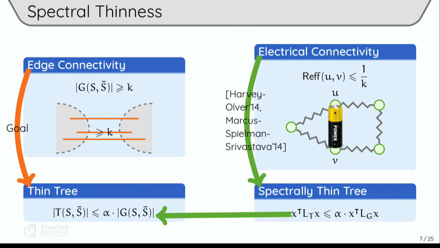Now, you can always jump from the stronger statement to the weaker statement. If you prove that a graph has spectrally thin trees, then you can also prove that it has thin trees. But obviously, you can't go from the weaker assumption to the stronger assumption. So the main point of this talk is how to go from this weaker assumption to the stronger assumption by relaxing some things.